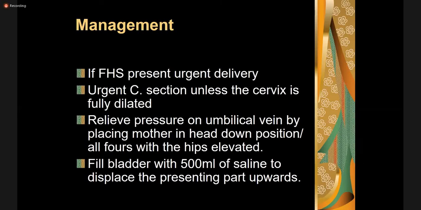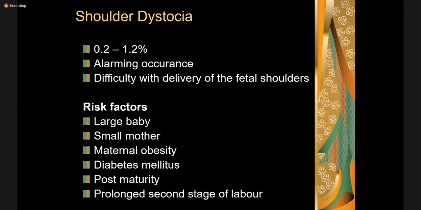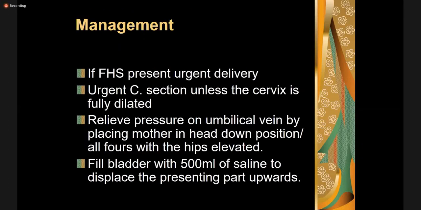And fill bladder with 500 ml of normal saline to displace the presenting part upward. Because if the presenting part is pressing on the umbilical cord, the blood flow will be disrupted, and the baby may die immediately. So the first thing is relieve pressure. Number 2, fill bladder with 500 ml of saline to displace the presenting part upward. And immediately take patient for the cesarean section.